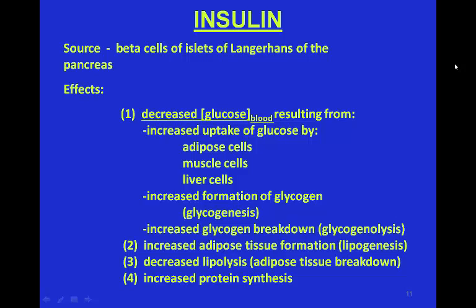Another process in which insulin affects carbohydrate metabolism is that it increases the formation of glycogen. So there's that word. Glycogen is the storage form of glucose. Insulin stimulates the formation of that substance. That process is called glycogenesis, or the formation of glycogen. The main regions of glycogenesis in the body are the liver and skeletal muscle. And we've already identified liver and muscle cells as being highly insulin dependent.